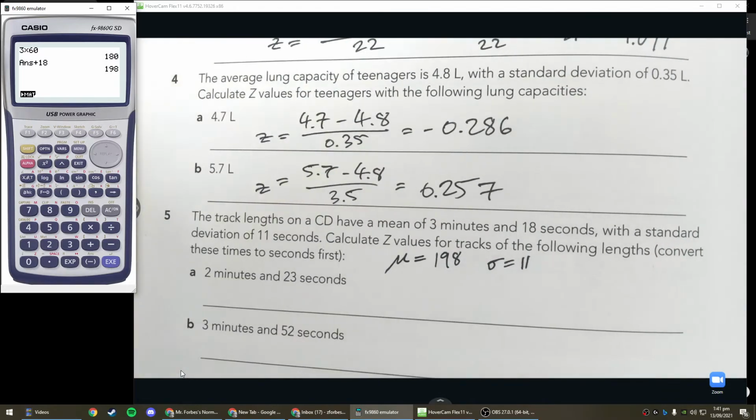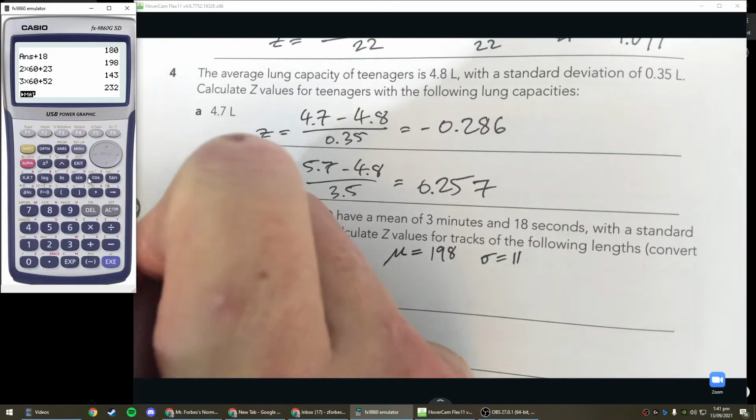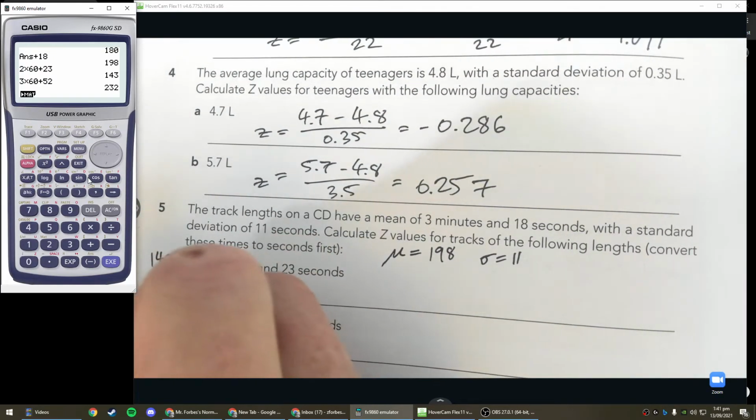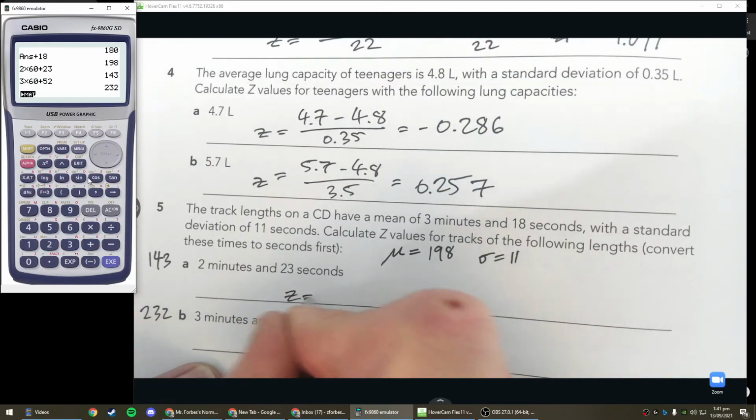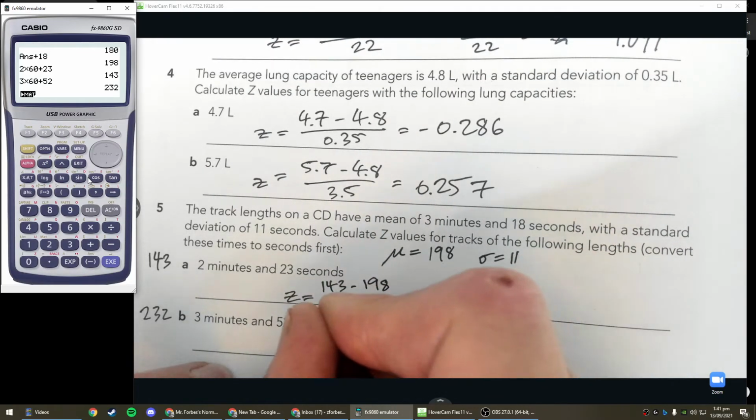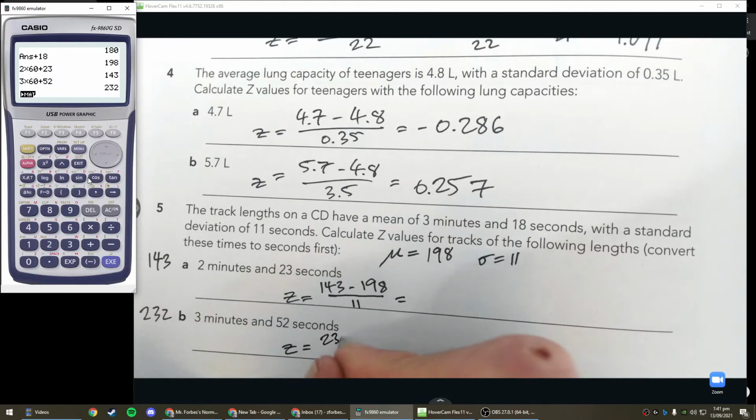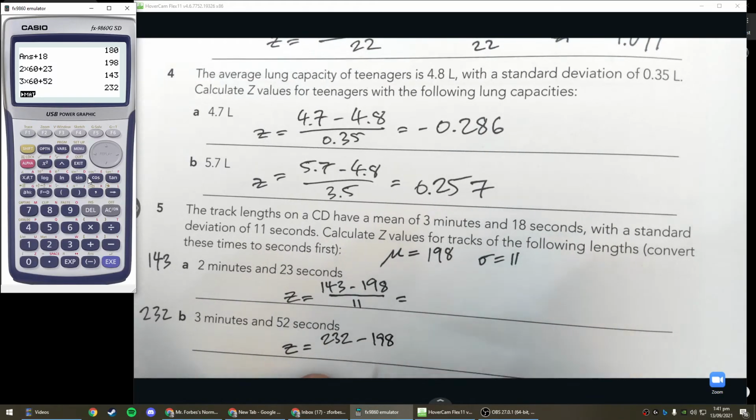And then let's translate these while we're at it. So 2 times 60 plus 23, and also 3 times 60 plus 52. So this one's going to be 143, and this one's going to be 232. So now let's work it out. Little z equals little x minus the mean over the standard deviation. I'll do both so we do all the calculator work at once. 232 minus 198 over the standard deviation of 11.